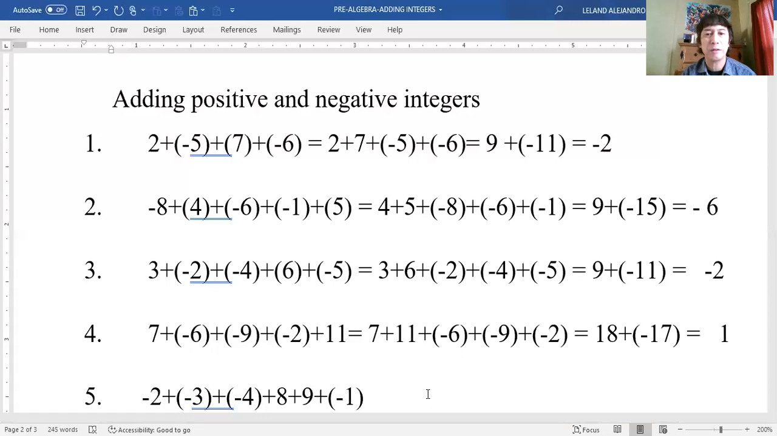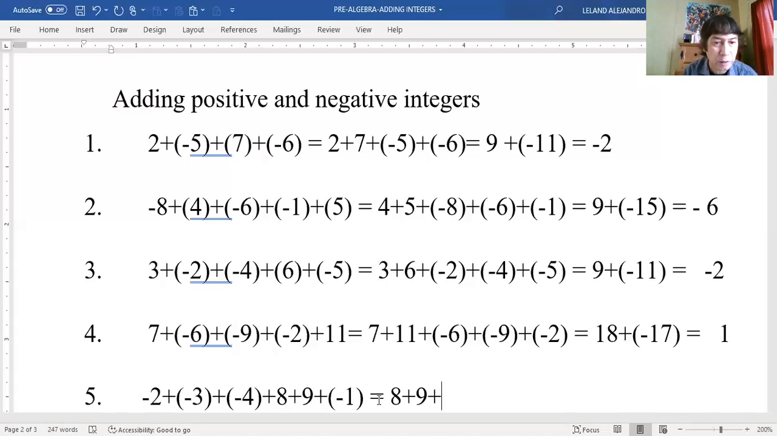addition of positive and negative integers. -2 plus -3 plus -4 plus +8 plus +9 plus -1. Let's get the answer. Just like the other numbers, we will collect the positives. We will have to start with the 8. That's a positive. Plus another positive. Let's look for another. That's the 9. And then plus. Okay, no more positives, so we will now get the negatives.